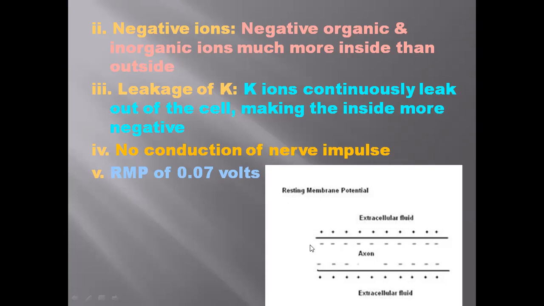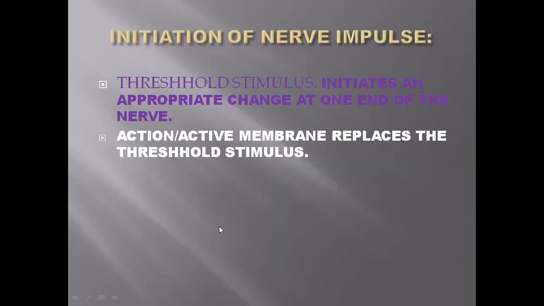The negative sign is just to show the presence of negative charge. If the negative charge is inside, more negative inside, then we write the negative with the RMP voltage. If negative is outside, then we will write positive. It is not the magnitude, it is just telling us the position of the negative charges.